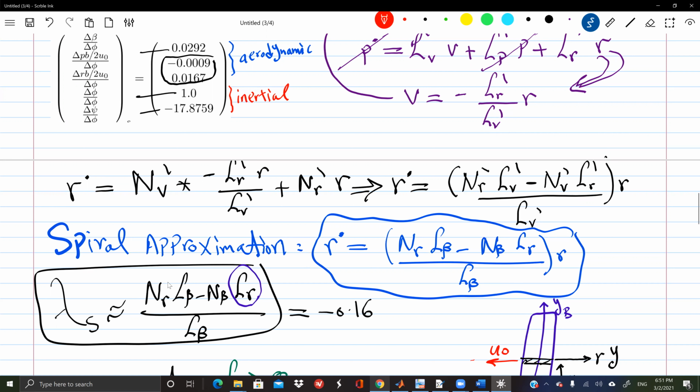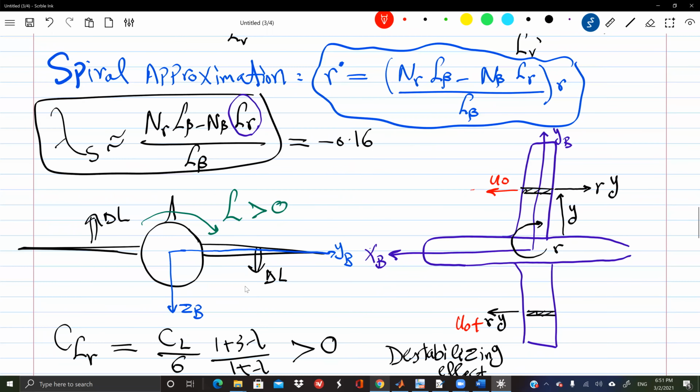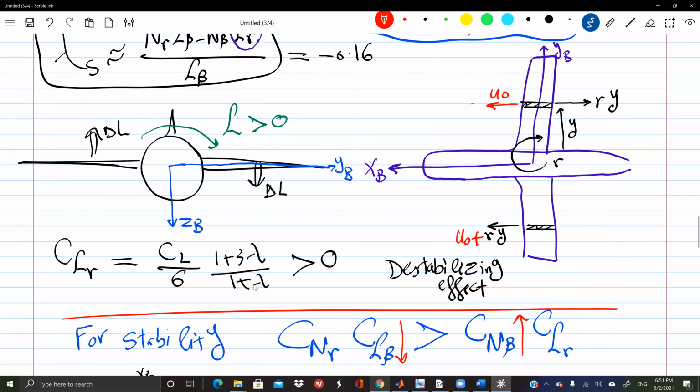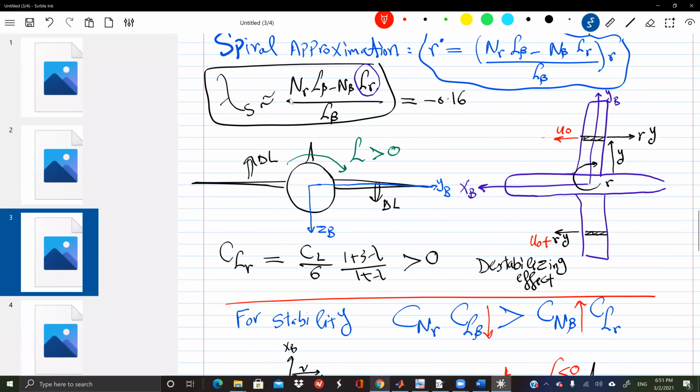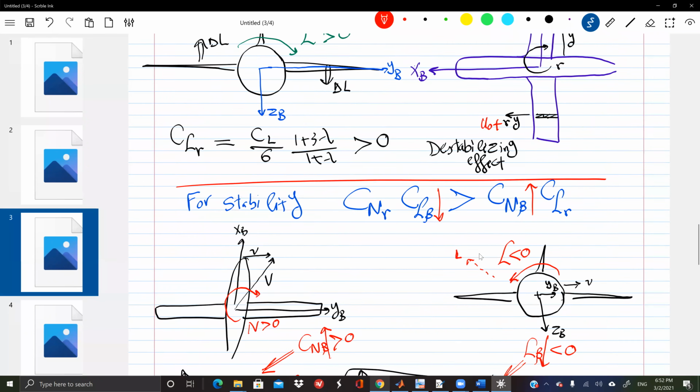So for stability, the eigenvalue must be negative. And because the L beta is negative, it means that the numerator must be positive. So simply, this thing must be larger than this thing. This is the origin of the inequality, okay? And then from there, look at this: CNR, CL beta must be larger than CN beta, CLR. This is the inequality. That makes sense.